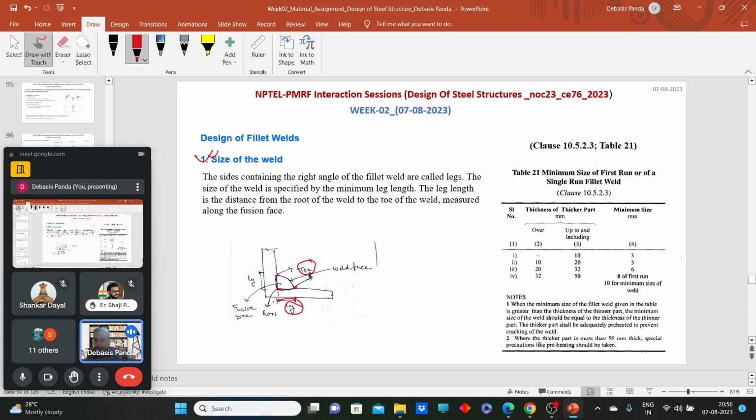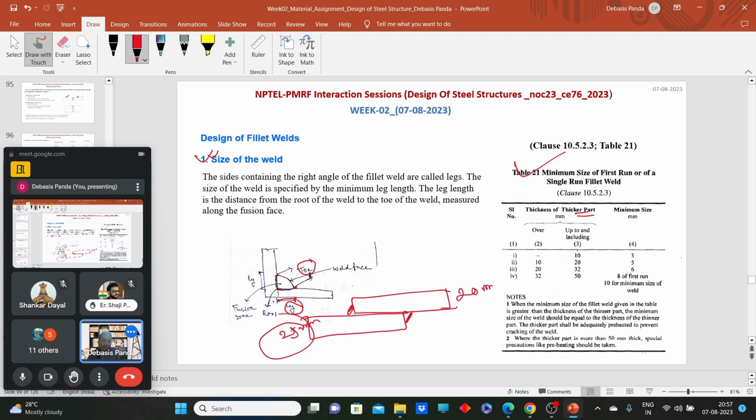What should be the minimum leg length? For this purpose, our code says what should be the minimum size of the fillet weld and what should be the maximum size of fillet weld. The minimum size of the fillet weld depends upon the thickness of the thicker part. Say for example, we have two plates, one 25 mm and another 20 mm. Now we need to make the weld. So what should be the minimum size? That depends on the thickness of the thicker part.